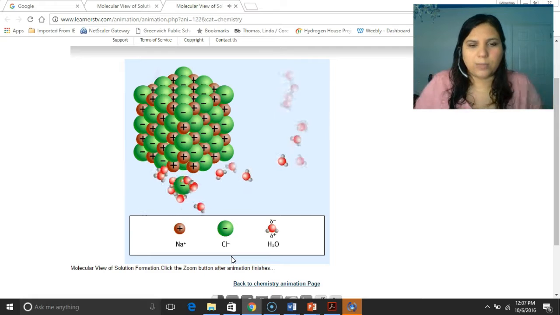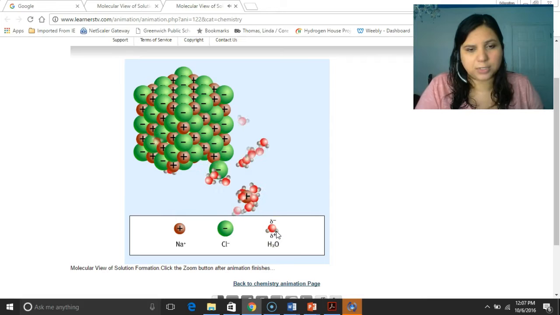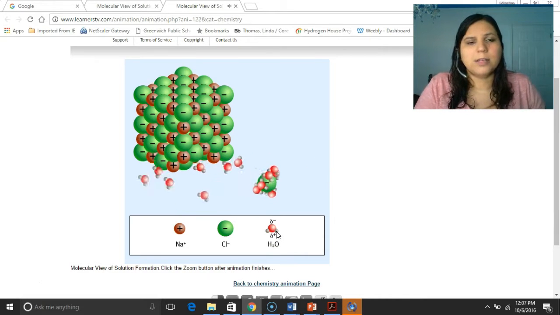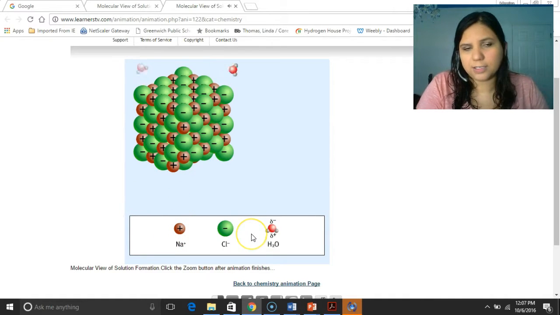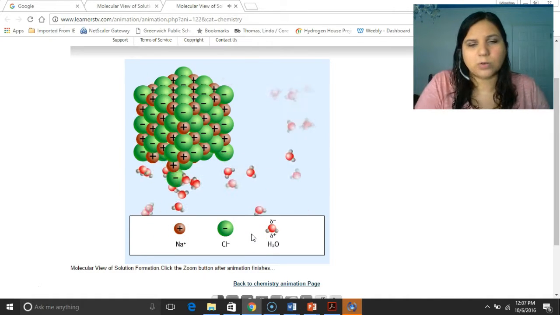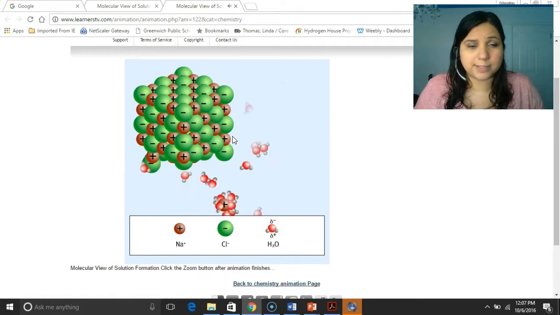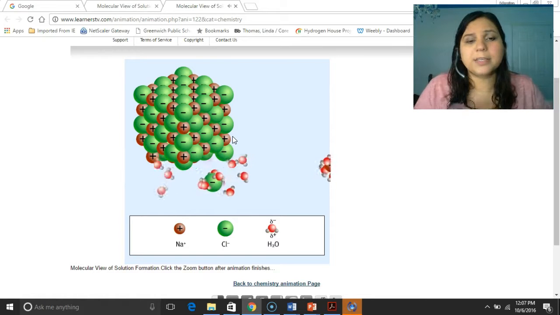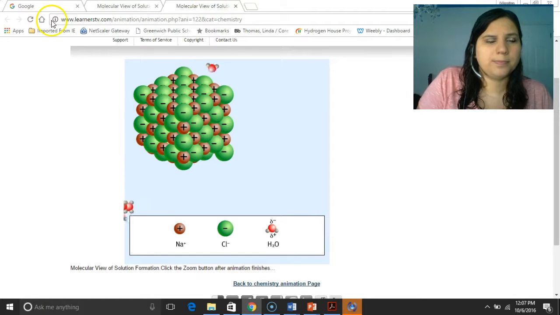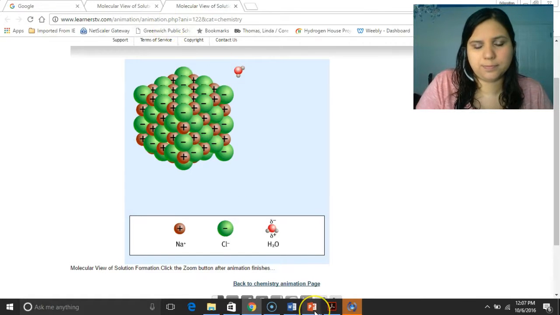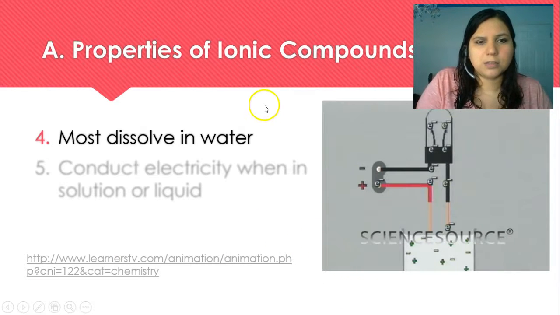Okay. Now the water itself is polar, and that has to do with an unequal sharing of electrons, giving it a dipole. Now that dipole is attracted to the positive ends and the negative ends of the sodium and chlorine. And so water will surround those ions and break them apart. Things that are soluble in water tend to be things like ionic compounds that have some sort of charge. When we get to covalent compounds, you'll see that it's a little different.